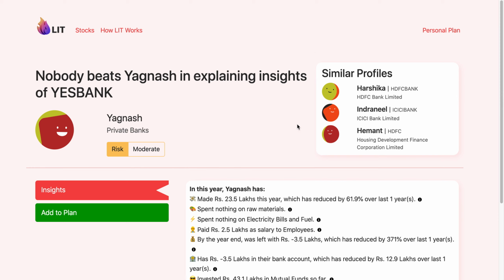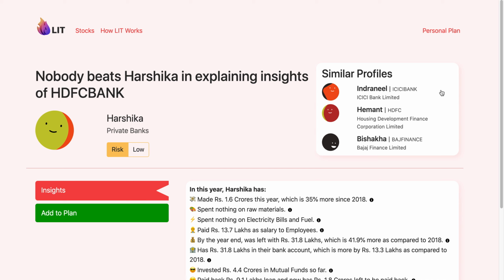However, we have similar profiles over here. This section includes a list of profiles that belong to the same sector as Yagnesh. So let's see Harshika's profile now. Harshika represents HDFC Bank. And the risk to trust Harshika is low, which is already much better than Yagnesh.